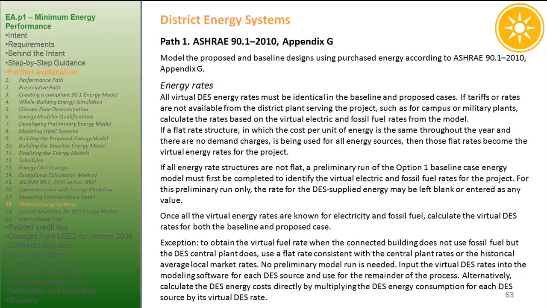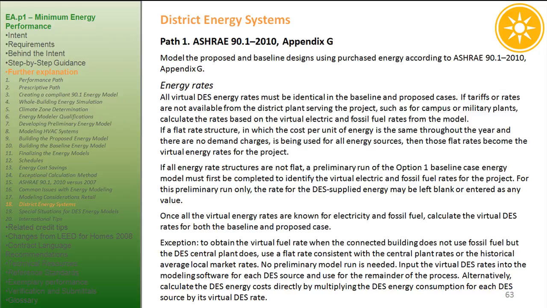Path 1. ASHRAE 90.1 2010, Appendix G. Model the proposed and baseline designs using purchased energy according to ASHRAE 90.1 2010, Appendix G. Energy rates. All virtual DES energy rates must be identical in the baseline and proposed cases. If tariffs or rates are not available from the district plant serving the project, such as for campus or military plants, calculate the rates based on the virtual electric and fossil fuel rates from the model.